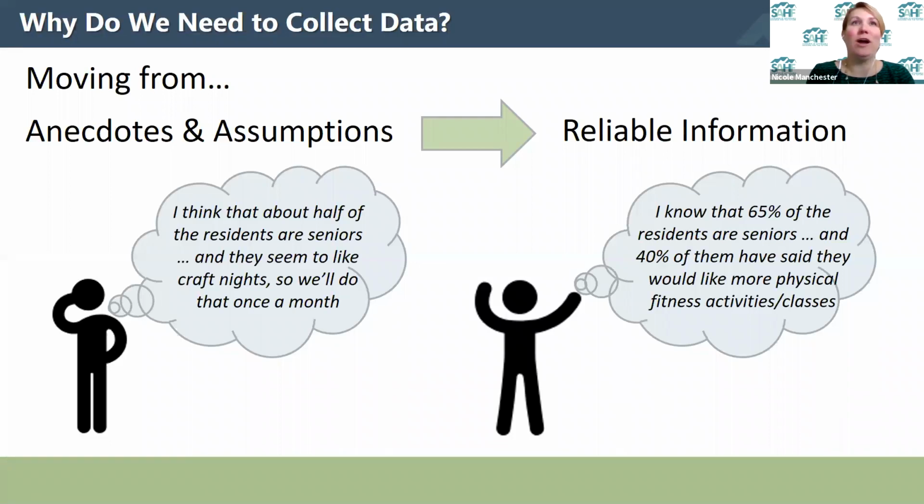So basically, starting out, why do we need to collect data? This is kind of a basic slide, but basically it's moving from anecdotes and assumptions about who we're serving, who's living in our properties, to having more reliable, actionable information. So moving from thinking that about half of the residents are seniors and I've heard that they like craft nights, so let's do that every once in a while, to more concrete information: I know specifically that 2/3 of my residents are seniors, and maybe I did a survey and 40% of them said that they wanted more physical fitness activities. So this is just one example. Next slide.